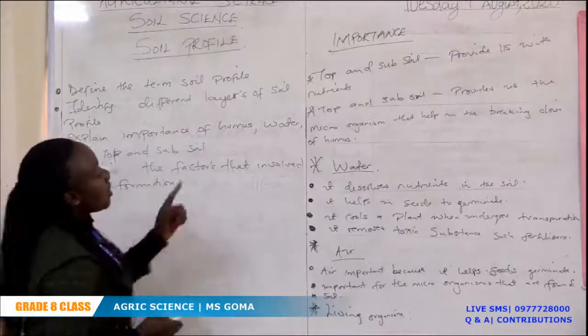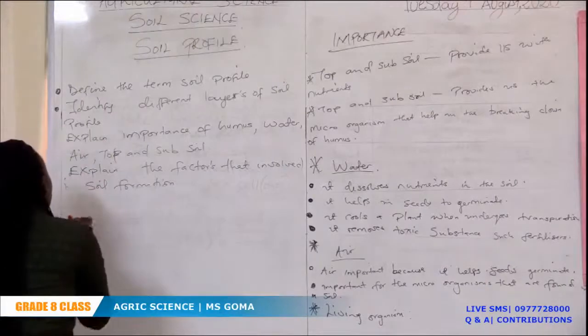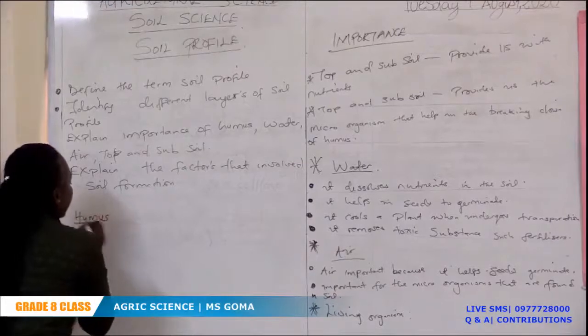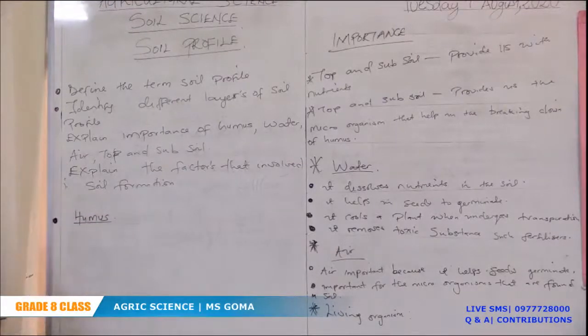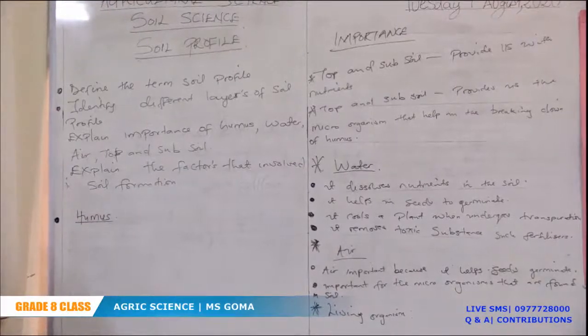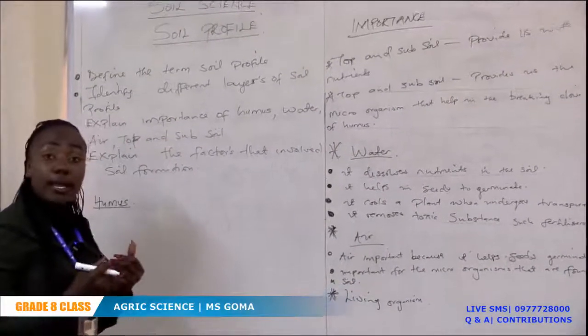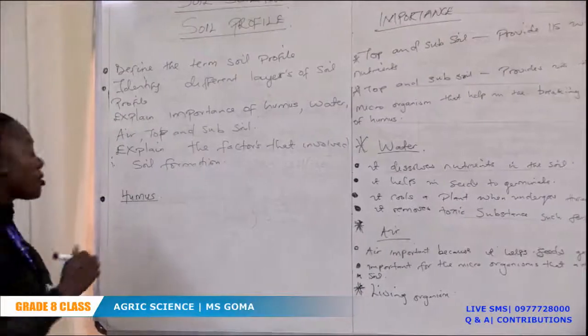Okay, then the fourth point is humus. Why is humus important? Okay, so humus is important because, one, it absorbs nutrients in the ground.